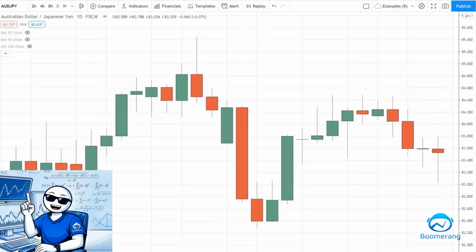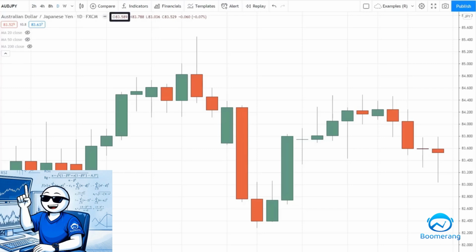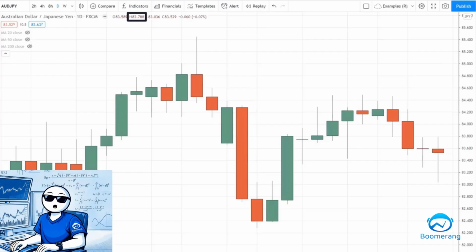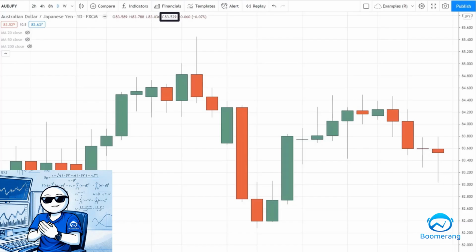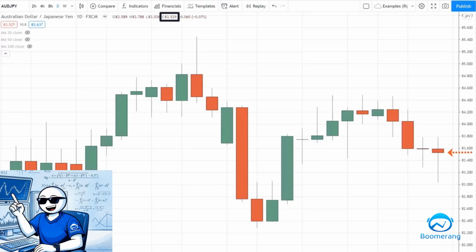How do we interpret this? Let's interpret this together one by one. For this candle, it tells you that this market opened at 83.589. So we opened at this price point, 83.589. The highest price point for the day is 83.788, which is over here. The low of the day is 83.036, which is here. And the closing price for this market for this day is 83.529, which is at this price point over here.